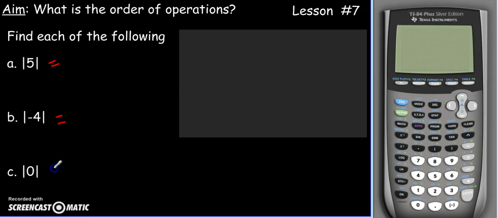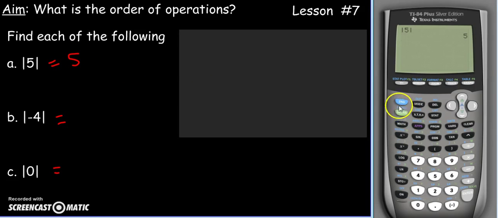Alright, so these are all equal to some number. The absolute value on a calculator can be found in math, in the number section. Push right to number. It's right up top here, ABS, absolute value. On the newer calculators, it actually comes out as an absolute value symbol. Let's see what the absolute value of 5 is. It's just 5. So the absolute value of 5 is 5.